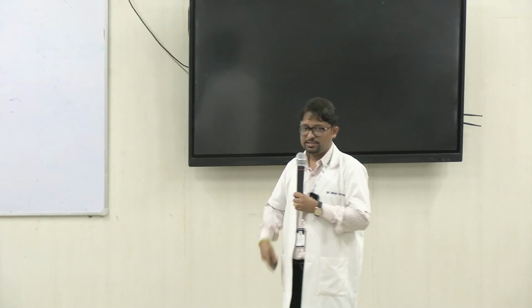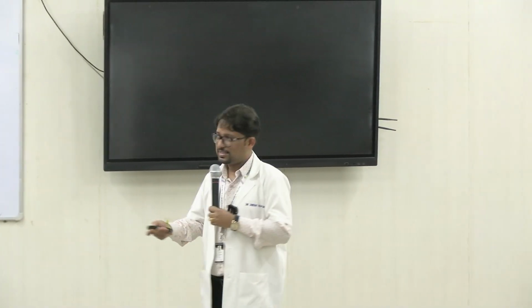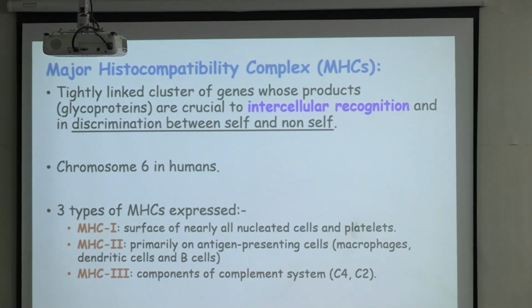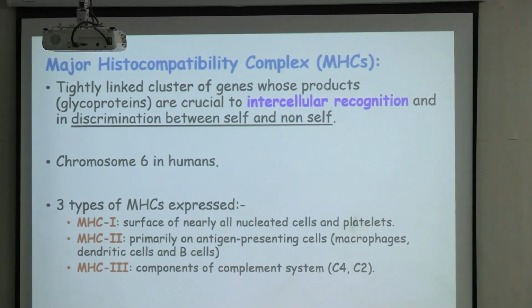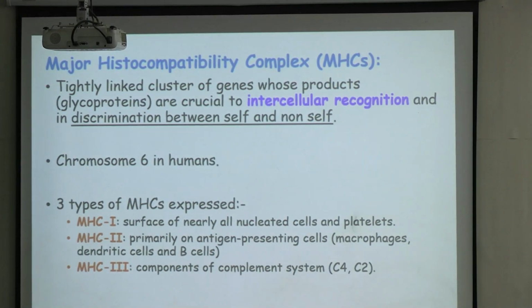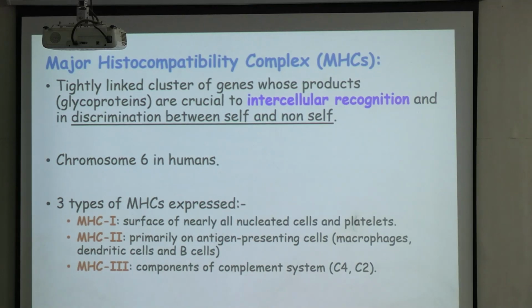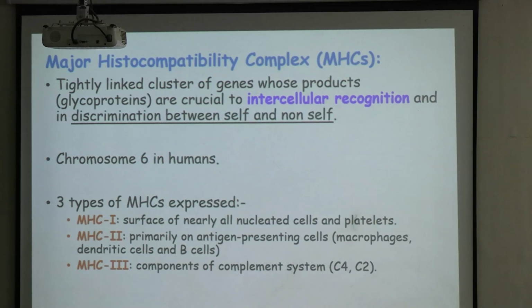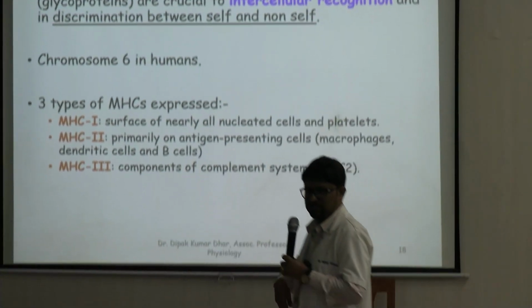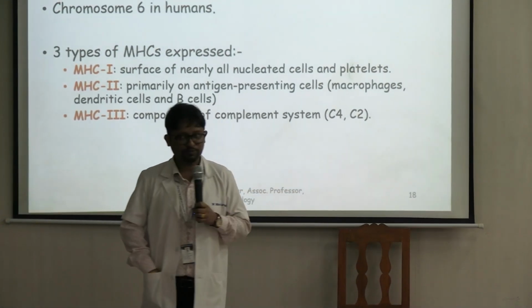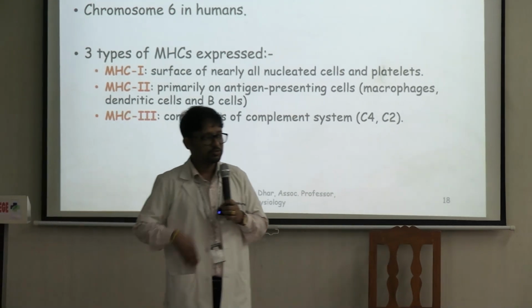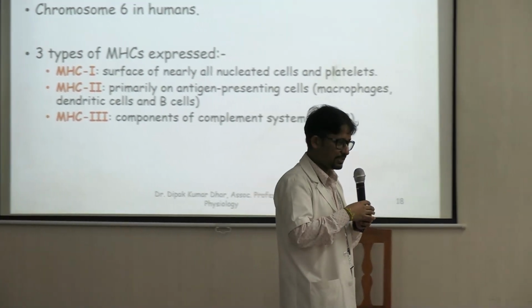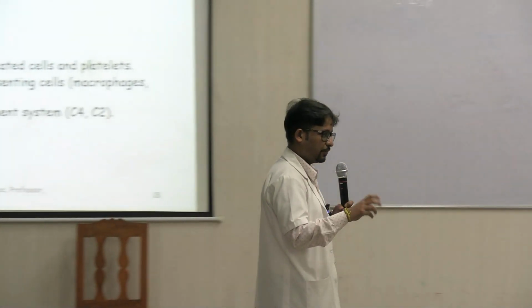Okay. Now what is this MHC? MHC basically is a cluster of genes which are present in chromosome 6. And the products of these genes take part in intercellular recognition. So these glycoproteins are participating in recognition and discrimination between self and non-self. So this is what it does. MHC is a cluster of genes.